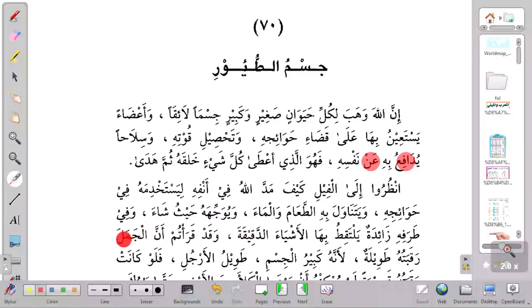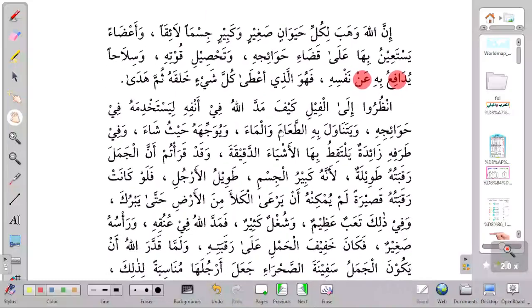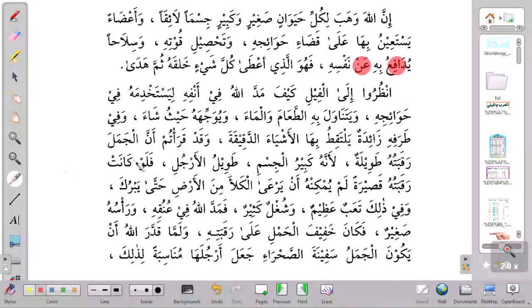وَقَدْ قَرَأْتُمْ أَنَّ الْجَمَلَ, and then you have read. There is certainly no doubt that you have read, in the previous lessons we have come across this. That's what he's saying. وَقَدْ قَرَأْتُمْ أَنَّ الْجَمَلَ رَقَبَتُهُ طَوِيلَةٌ, that his neck is long, لِأَنَّهُ كَبِيرُ الْجِسْمِ, because it has a big body, طَوِيلُ الْأَرْجُلِ, long legs. Of course, the camel has long legs. Of course, it's true.